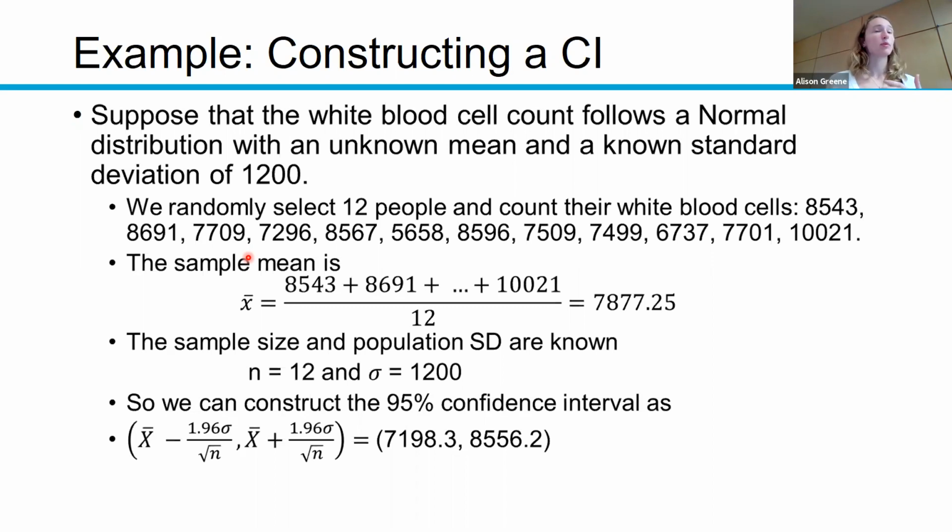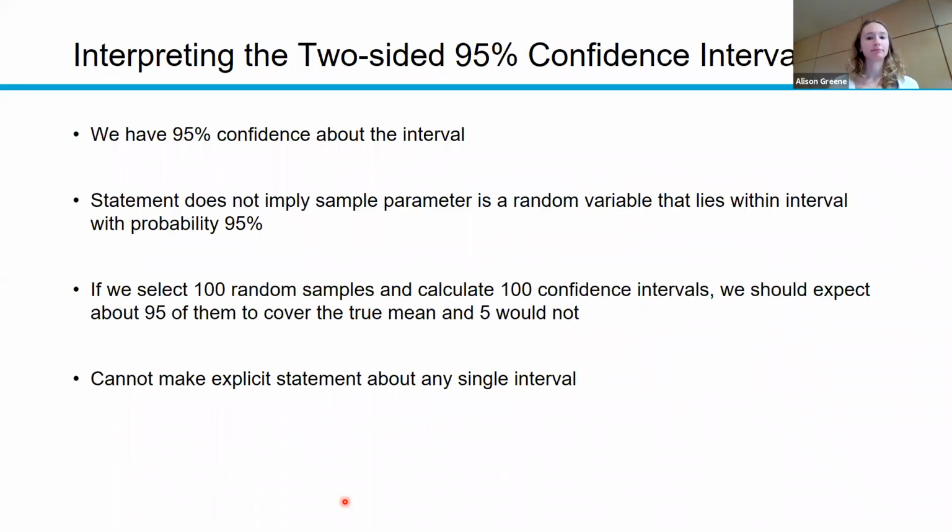And we could stop there, but we want to keep going and create a confidence interval. Again, our sample size is 12, and our standard deviation is 1200. So we can just plug in those numbers to the formula for the confidence interval, and we get this as a confidence interval. Now, what does this mean? We have 95% confidence because we used that critical value that's associated with 95% under the curve.